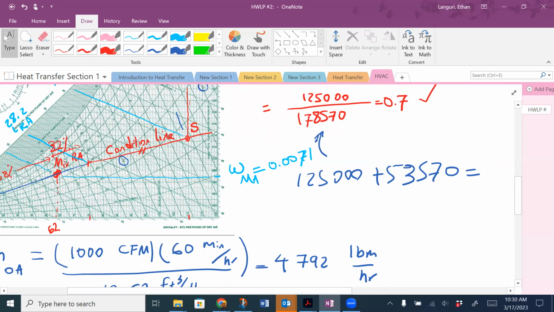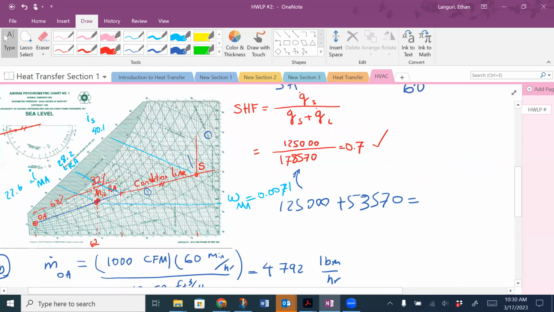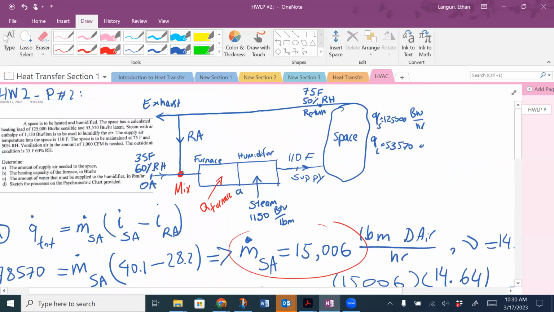Another thing I'm going to show is that now that I know my mixed air location, going back here, I'm going to show point A on the psych chart. How? I'm going horizontal to the right from the mixed location, because I know I'm on the constant humidity ratio line, because I'm just adding heat by the furnace. So I go all the way to A, and then from point A to supply, I'm just adding humidity. So I'm going along the vertical line up.